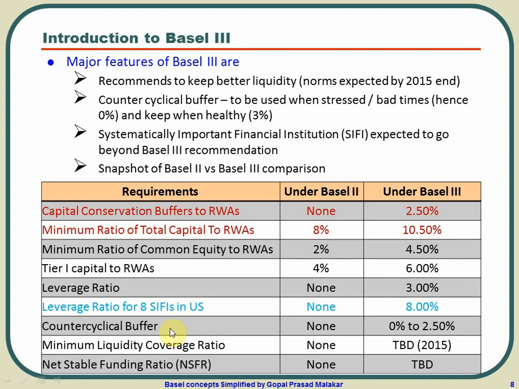Counter-cyclical buffer, again, was not at all there in Basel II. It became 0 to 2.5%: 0% when you are under stress, 2.5% when you are in a healthy scenario. Minimum liquidity coverage ratio was not there in Basel II. The norm is expected to come in 2015, and the same way for the net stable funding ratio.